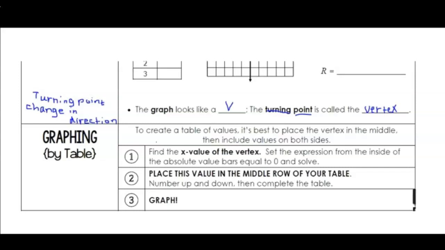And when I say both sides, once we find our vertex, so in the case of the parent graph, we find our vertex to be at (0, 0). Then we're going to look at the left side of the absolute value function, which means we'll look at negative values, and then we'll look at the right side of absolute value functions, which means we'll test positive values, right, on each side of the vertex.